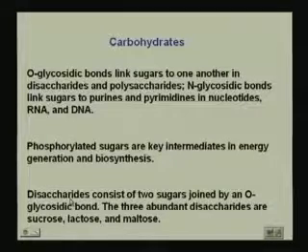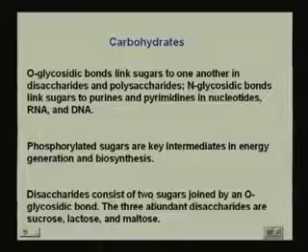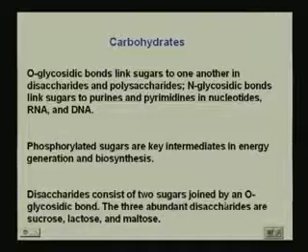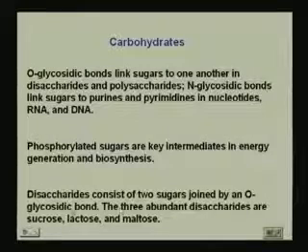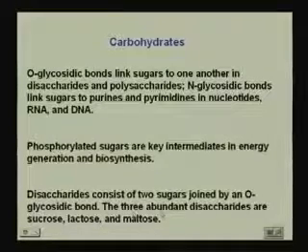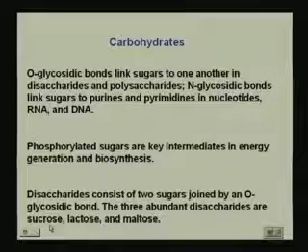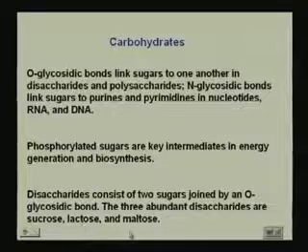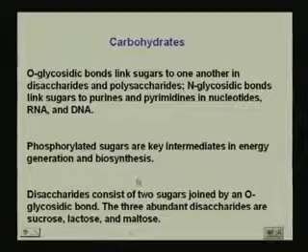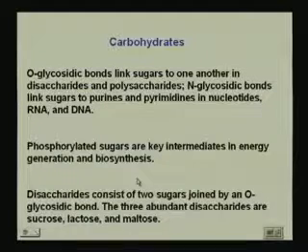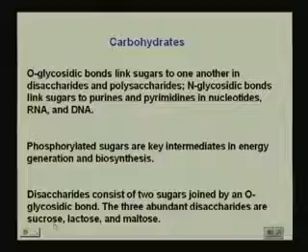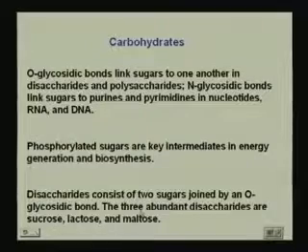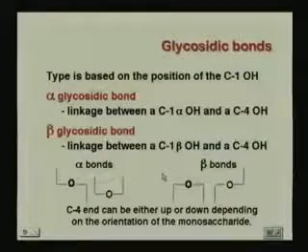We have the disaccharides that consist of two monosaccharide units, two sugar units that are joined by an O glycosidic bond, and the three most abundant disaccharides are sucrose, lactose and maltose. Okay, these are the ones, but once we know what the linkage is, we can write out the structures of definitely sucrose, lactose and maltose, but also of other disaccharides.